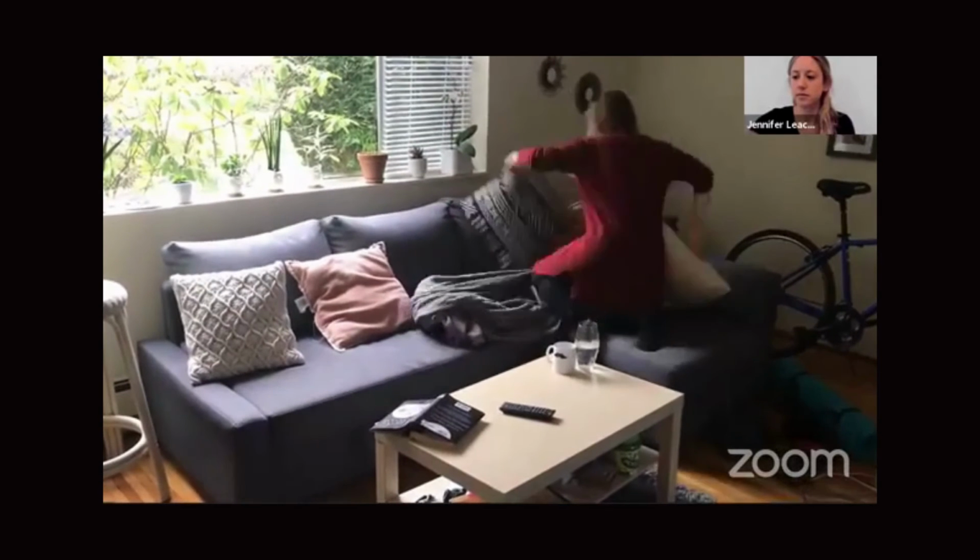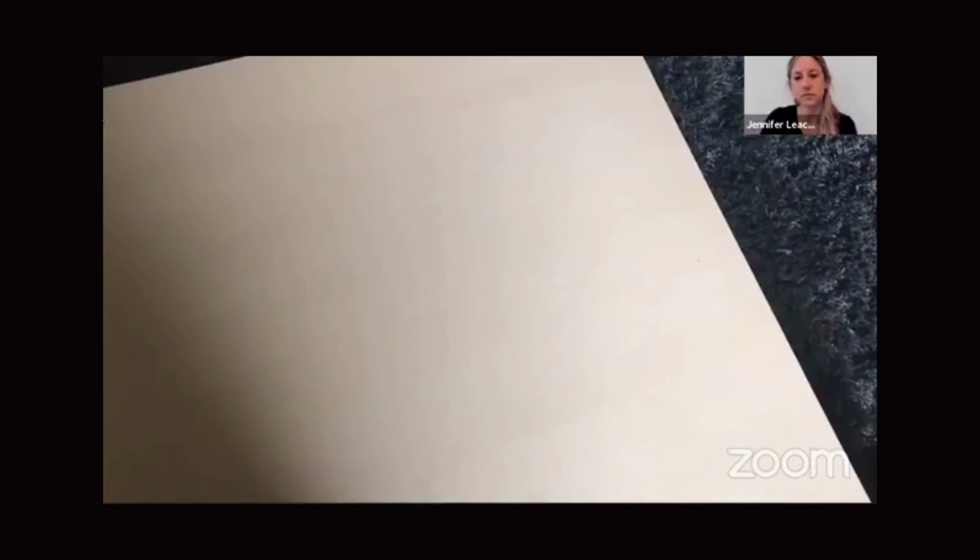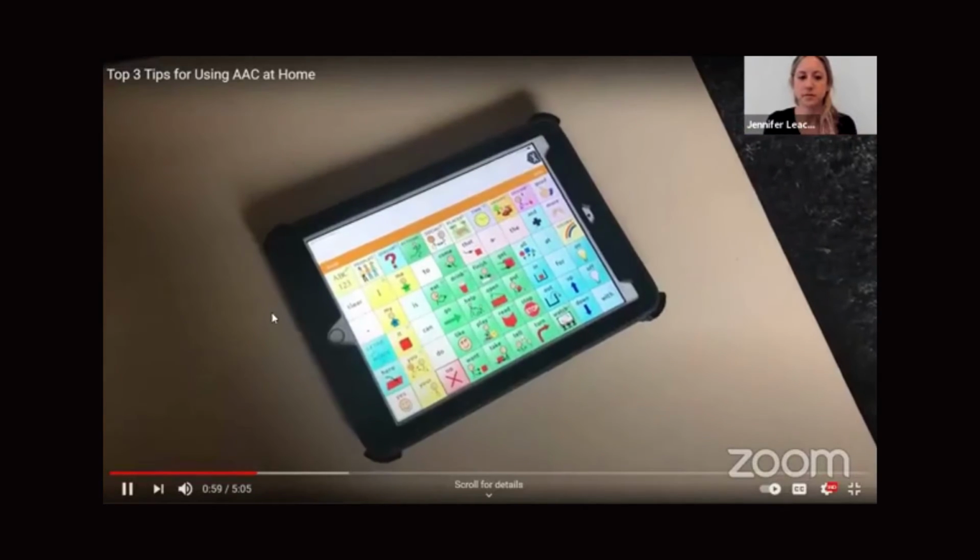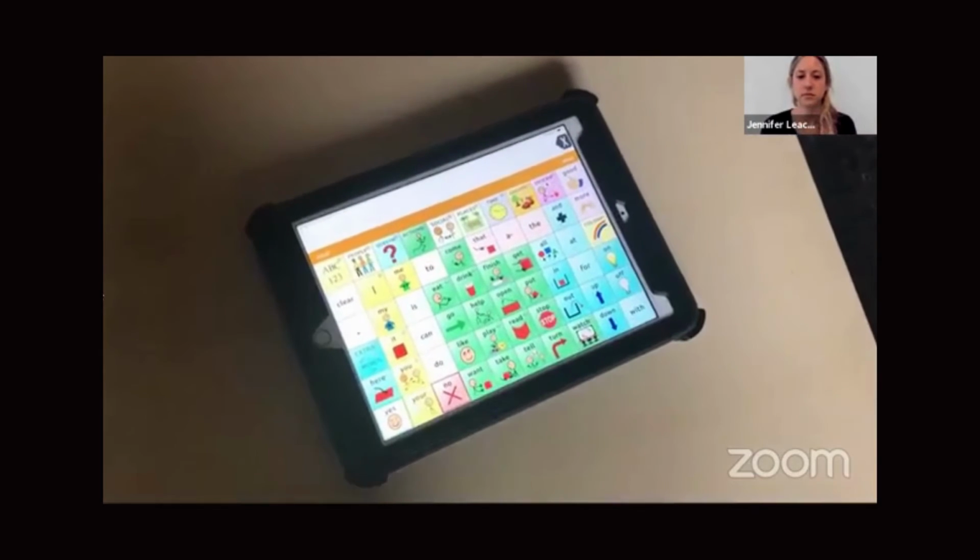It's important to give your AAC user access to their system at all times. So this means that it's charged, within reach, or is always in the same place, especially if your AAC user doesn't access their system independently yet.